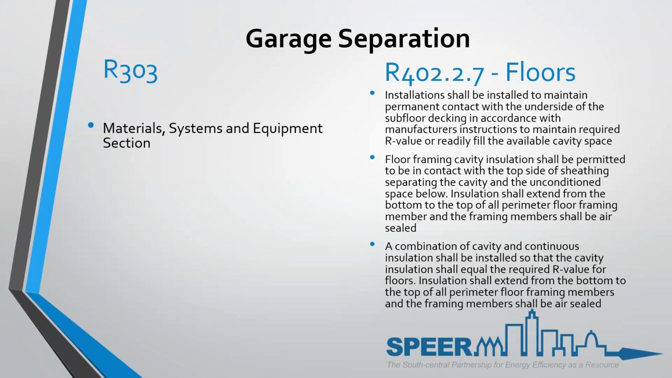And then 402.2.7 is insulation shall be installed and maintain permanent contact. Same thing as earlier. It's got to be in contact with the conditioned side or fully filled with the R value that readily fills that cavity. And then floor framing cavity insulation shall be permitted to be in contact with the top side. That basically just saying it needs to extend from the top to the bottom, not leaving a gap and not leaving top plates exposed. And then any combination of cavity and continuous insulation can be used to meet the R value of intent.